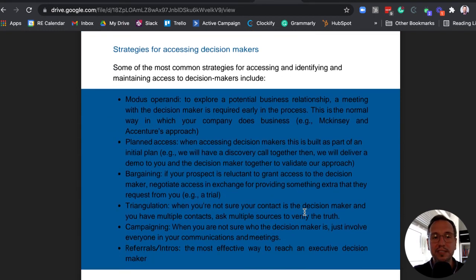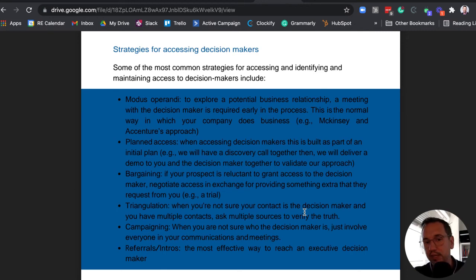And finally, some of the strategies for accessing decision makers, right? So I described before that sometimes you don't know if you are talking to the decision maker, or indeed you do know, but the person you're talking to refuses to put you in touch with the decision maker. So here are some of the strategies that are leveraged in the industry to help you talk to the right people, such as modus operandi, like this is what we do, it's our way or the highway, or planned access.